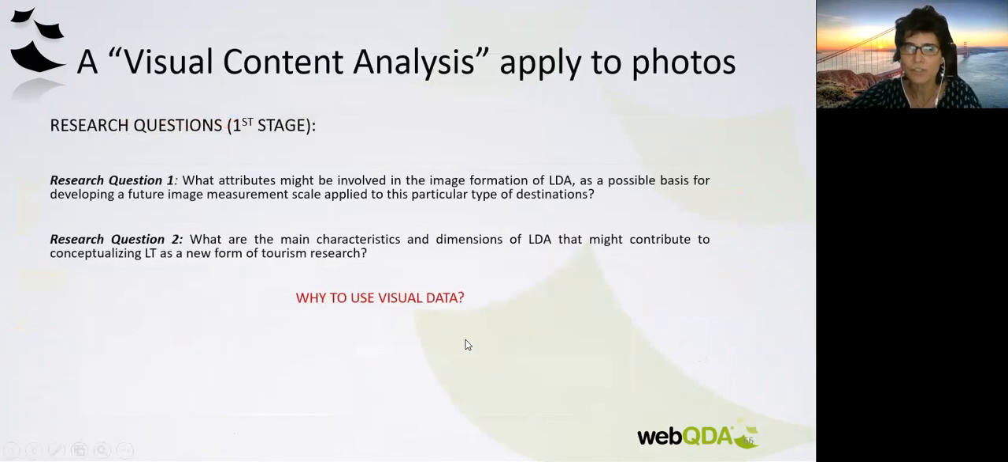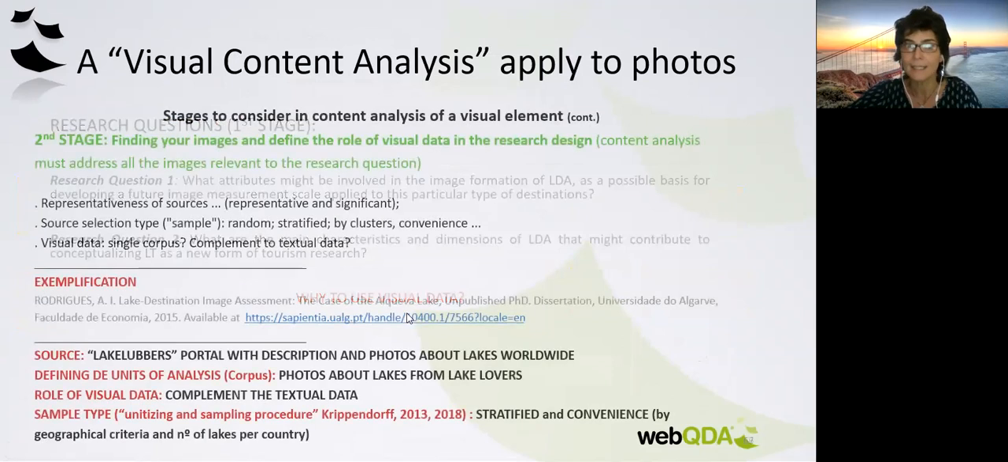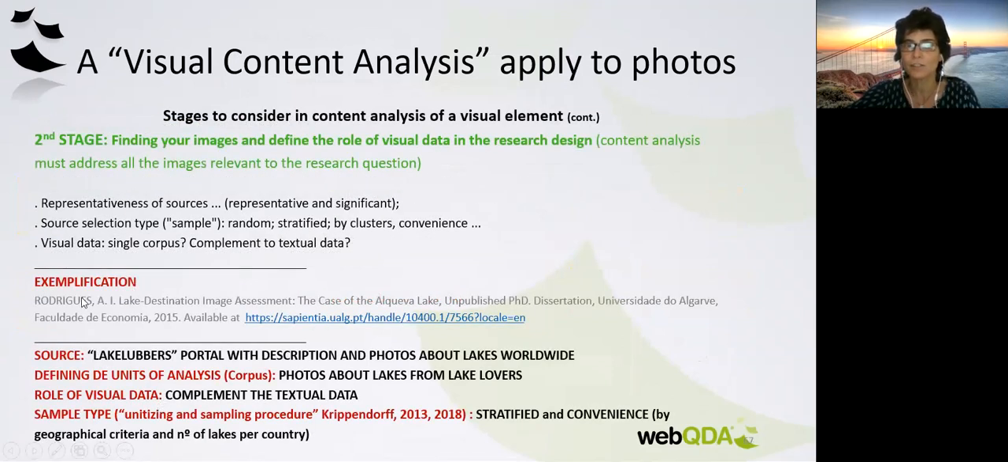And I will just show you, these were my research questions, and I realized that I could use visual data. And then the second stage, I tried to figure out what would be the best source of my visual data. We need to find our images and define the role of visual data. And then we can start asking these questions. What is the representativeness of sources? What is the source selection type? Is it random, stratified by clusters? What kind of pictures are we going to use? By convenience? How many pictures? It's not easy to explain this.